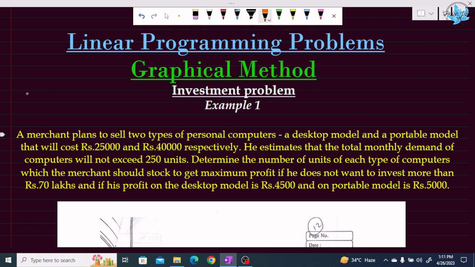Example 1 says that a merchant plans to sell two types of personal computer, that is the desktop model and portable model. The cost of the desktop model is 25,000 and the cost of the portable model is 40,000. He estimates that the total monthly demand of the computers will not exceed 250 units.